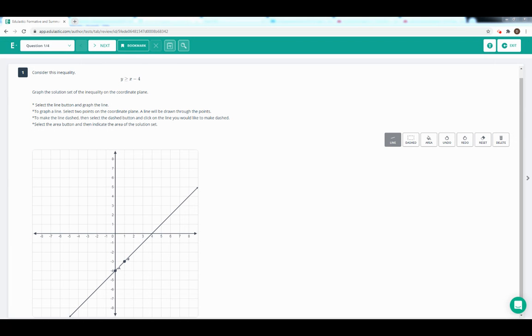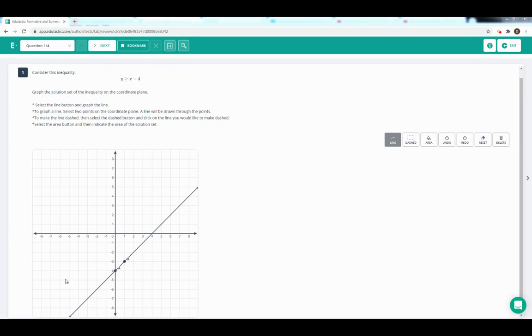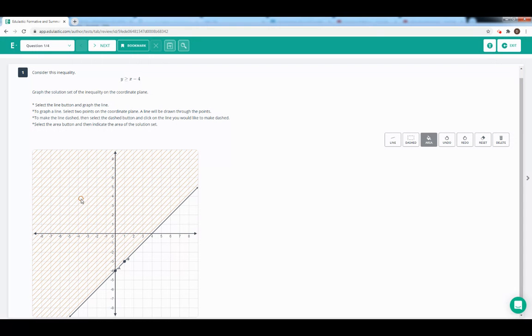Now it's greater than, so we go back to our diagram here, and this is going to tell us to shade above the line. So that means we're going to shade on top of the line up here, right? Think of it as above and below. So we're going to click the area, the paint can, and we're going to click anywhere up above that line, and it will shade it in for you.